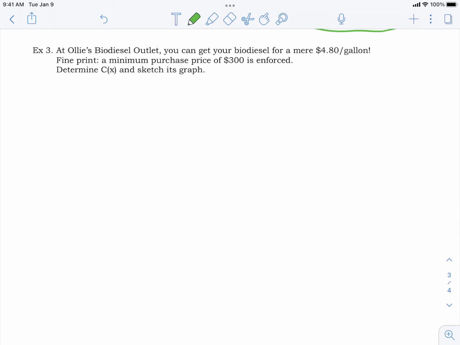So here we are at Ollie's biodiesel outlet. He's got a slightly different kind of cost structure here. First of all, $4.80 a gallon. That's cheaper than both of them, ain't it? $4.80 a gallon. Boy, let's go to this guy's. Oh, here's the fine print. You got to read the fine print. You have to pay at least $300. Which is kind of like saying you better buy enough biodiesel that it costs more than $300. So, determine C of x and sketch this graph.